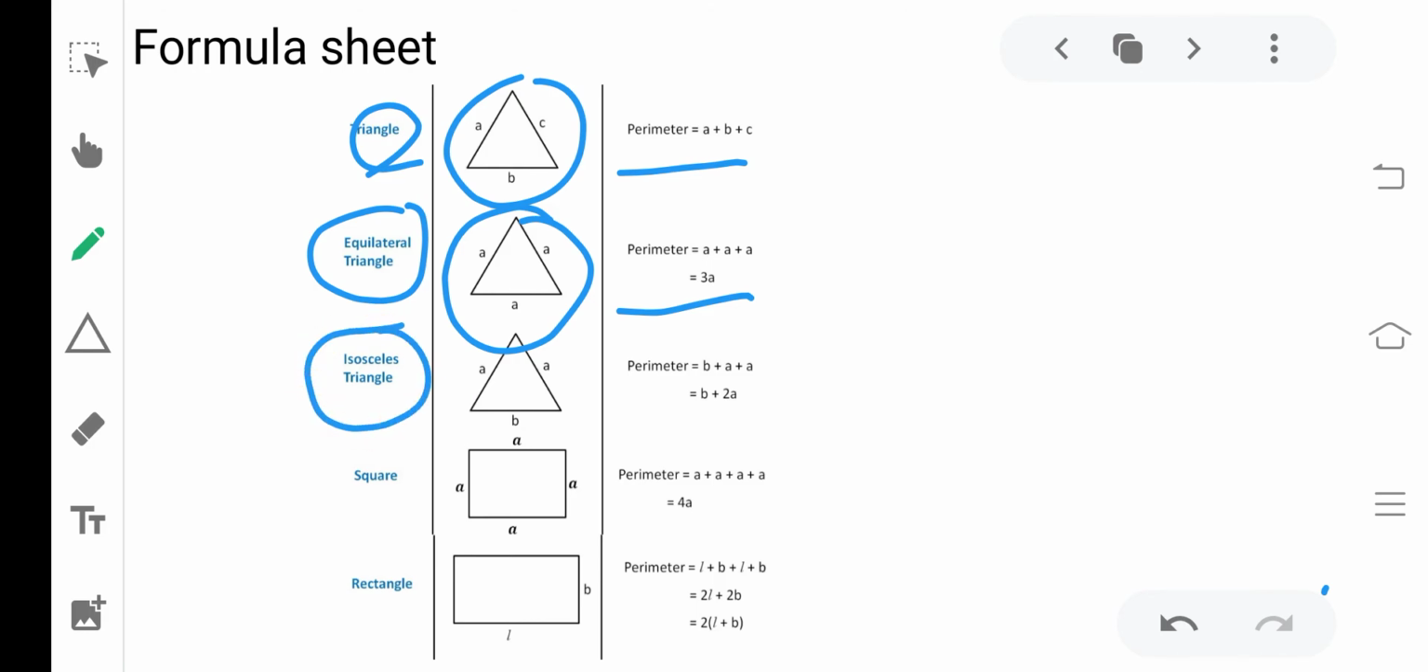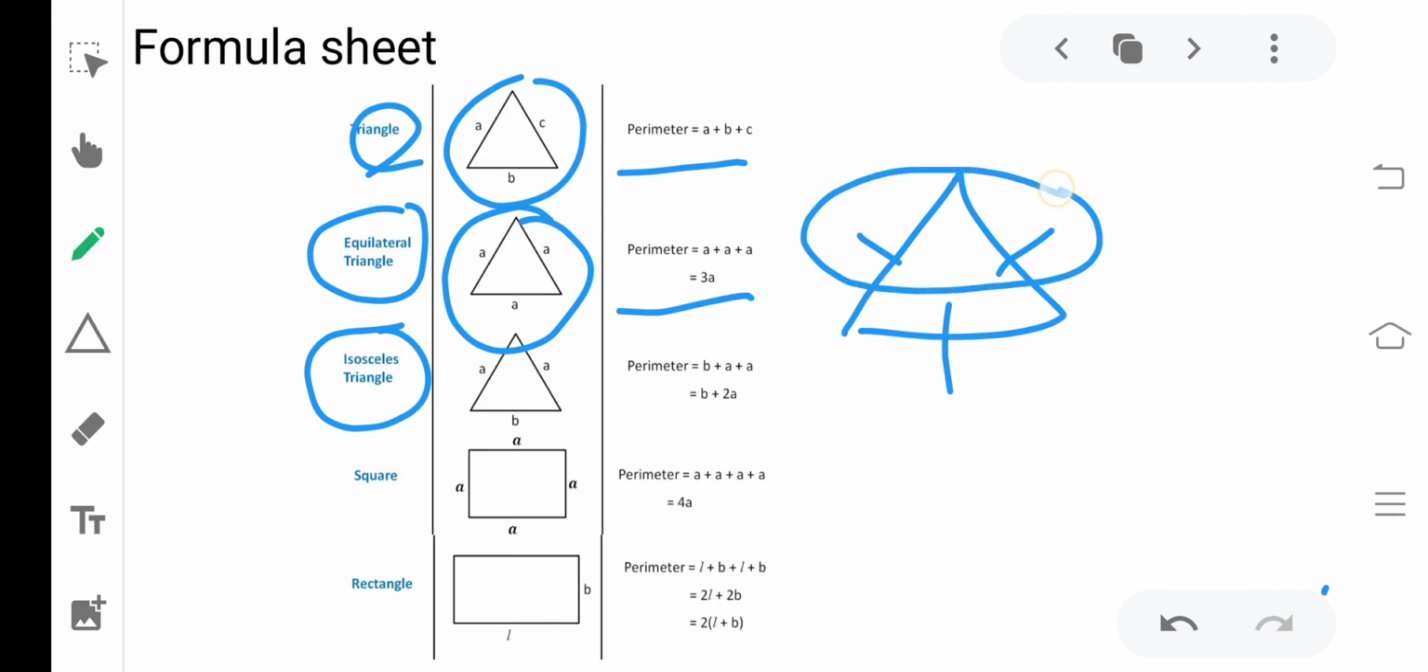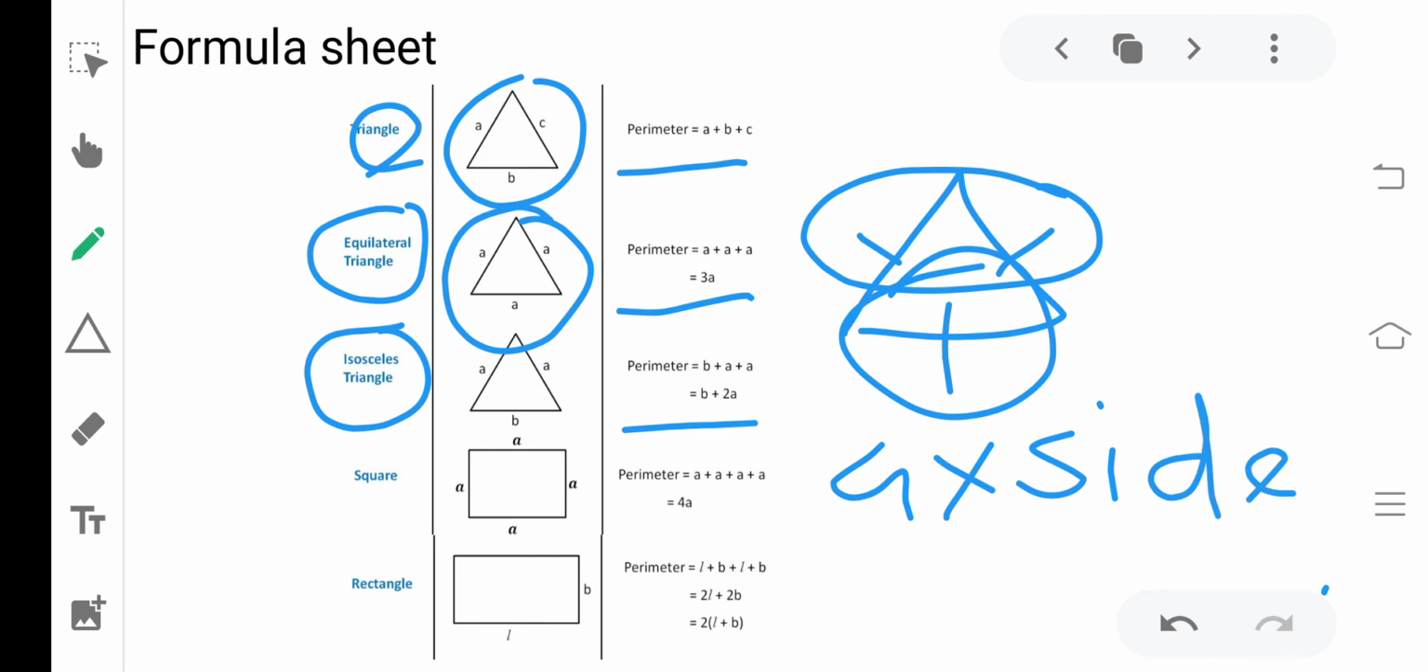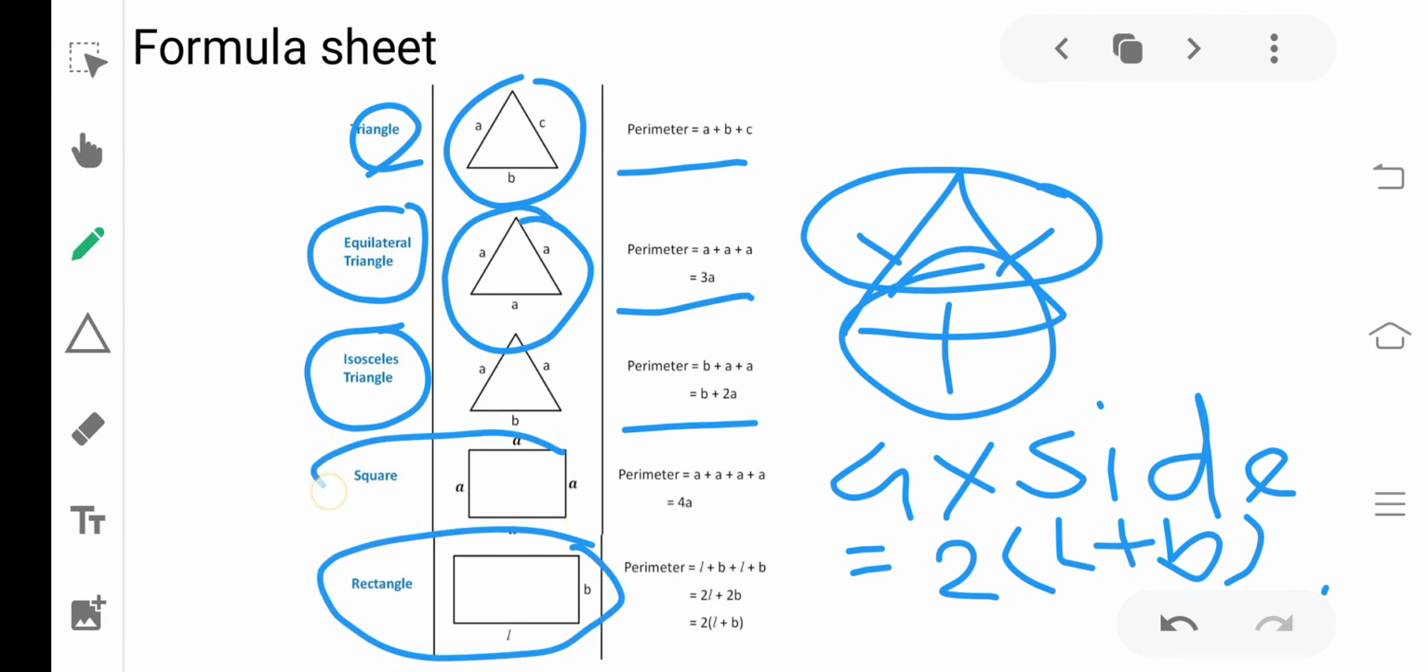In an isosceles triangle, as I told you, only two sides are equal, A and A, and one side is different, B. Then you will add A and A, and then add B. Then you will get B plus 2A. It is very simple, don't take it stressfully. In the square, as I told you, the perimeter is equal to 4 into side. And for the rectangle, the perimeter is equal to 2 into length plus breadth. Then you can get this perimeter.